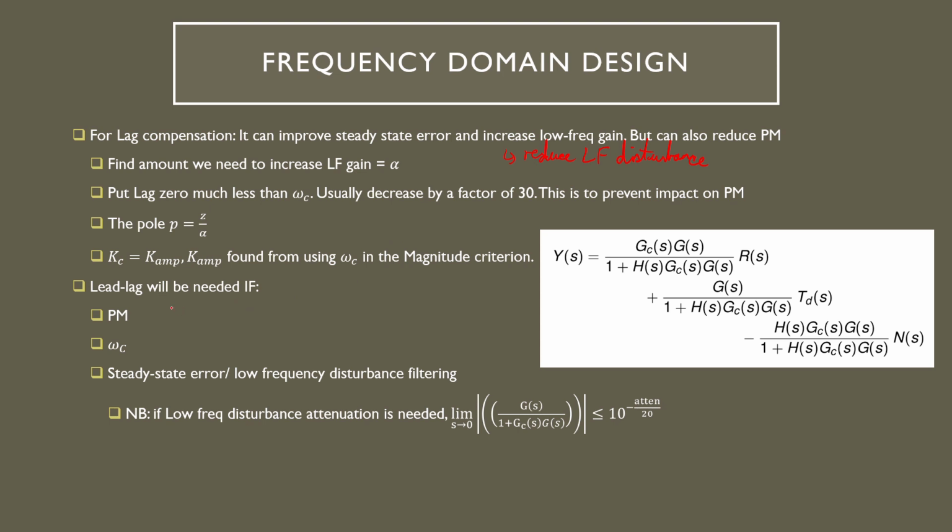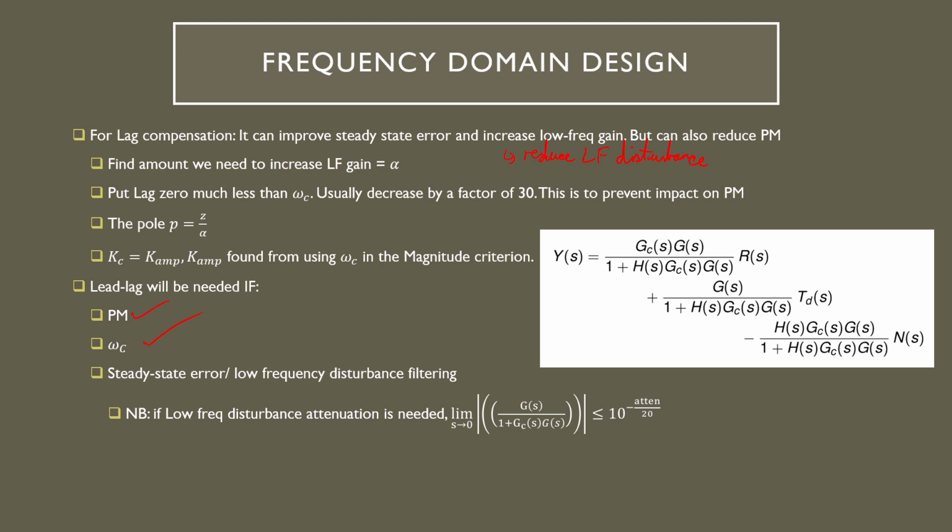Okay, so far so good. If you have a question that asks you to hit a phase margin, a crossover frequency, and a steady state error or a low frequency disturbance filter, you will need to use a lead lag controller. So again, this philosophy of designing a lead lag controller carries over from root locus. Design the lead controller first, check its performance, and then see if you need to add a lag controller onto it.